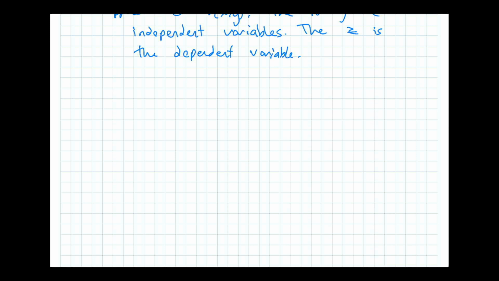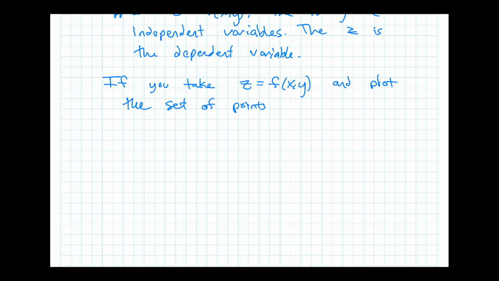So if you take, let's say, z equals f of x, y and plot all of the points, the set of points x, y, z, right? Because there is an x, there is a y, and there is a z here. So if we plot the set of points in 3D, what we end up with is a surface.